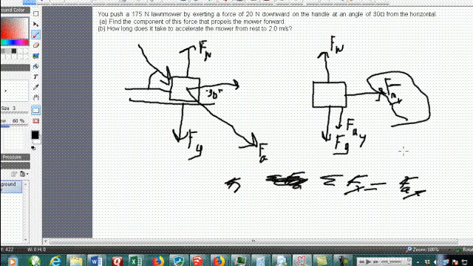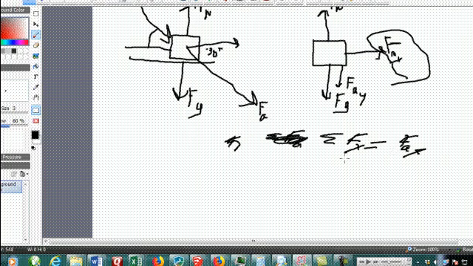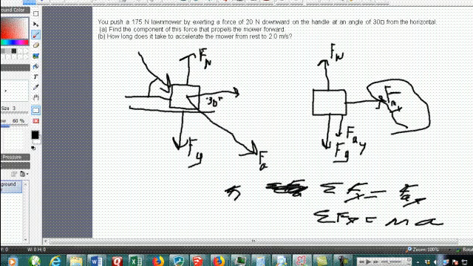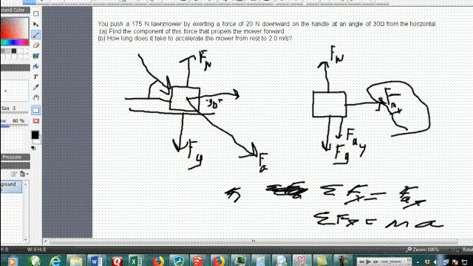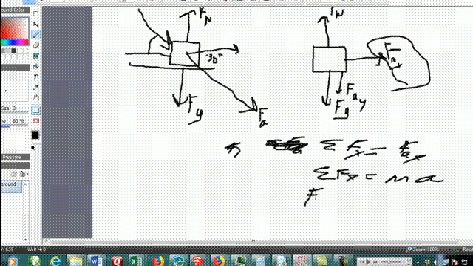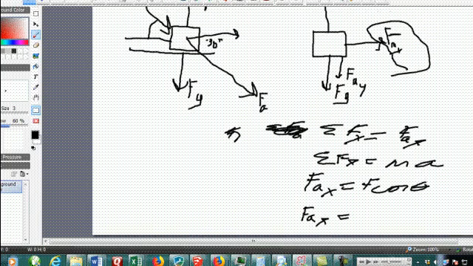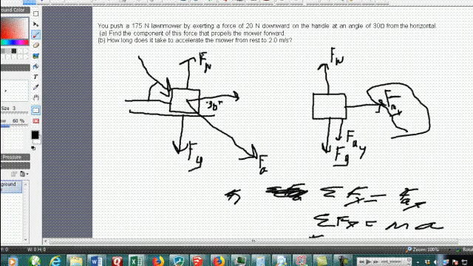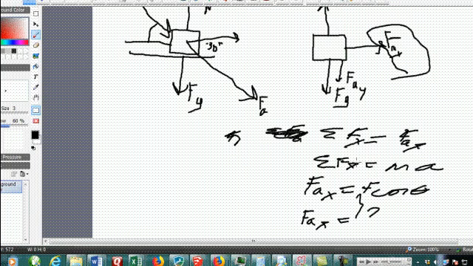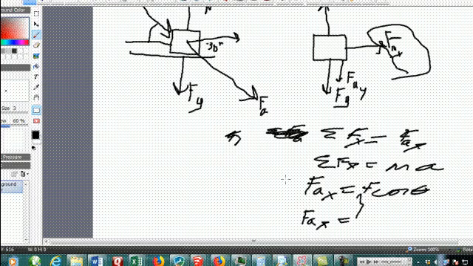Now you ask yourself, that's sigma Fx, so what comes next? Sigma Fx equals ma, right? We're looking for the component of force that moves it forward, FAX, which is F cosine theta. So FAX equals, how much did you push with? 175. So 175 times cosine of 30.